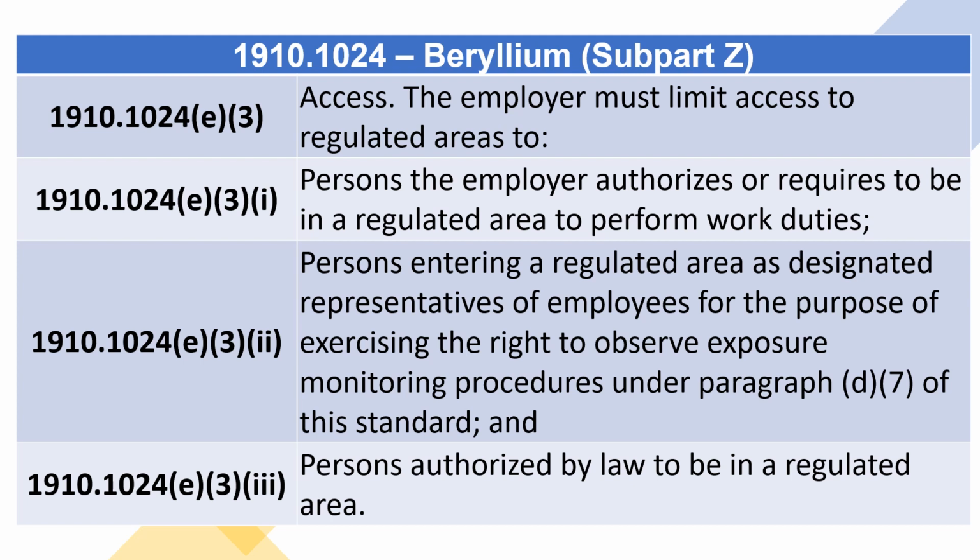1910.1024 E3 Access. The employer must limit access to regulated areas to 1910.1024 E3 1 through 1910.1024 E3 3 persons the employer authorizes or requires to be in a regulated area to perform work duties, persons entering a regulated area as designated representatives of employees for the purpose of exercising the right to observe exposure monitoring procedures under paragraph D7 of this standard, and persons authorized by law to be in a regulated area.